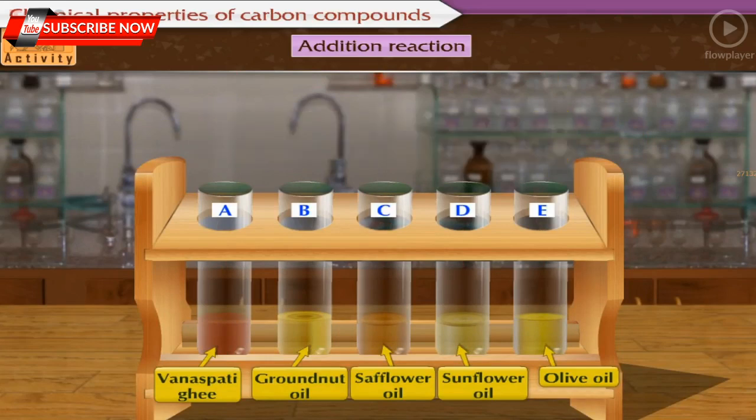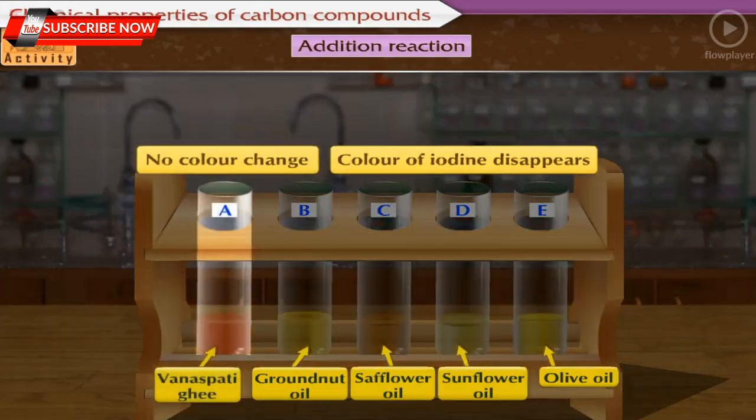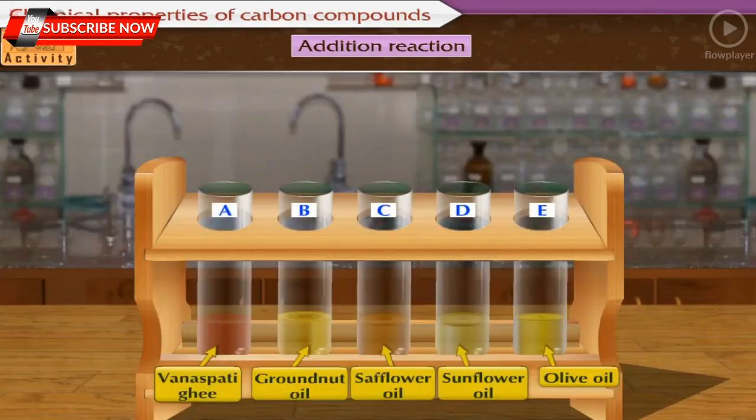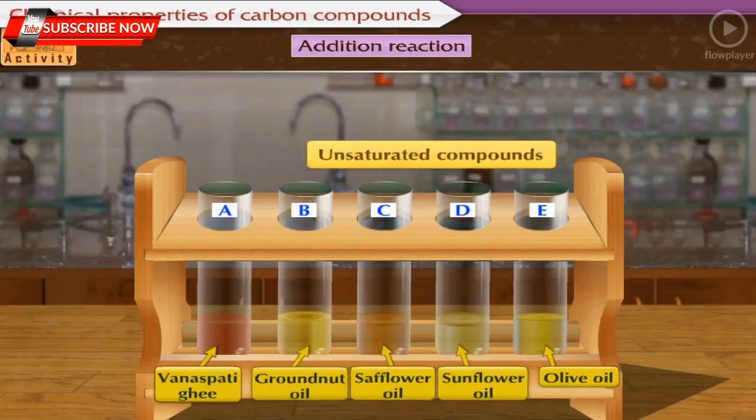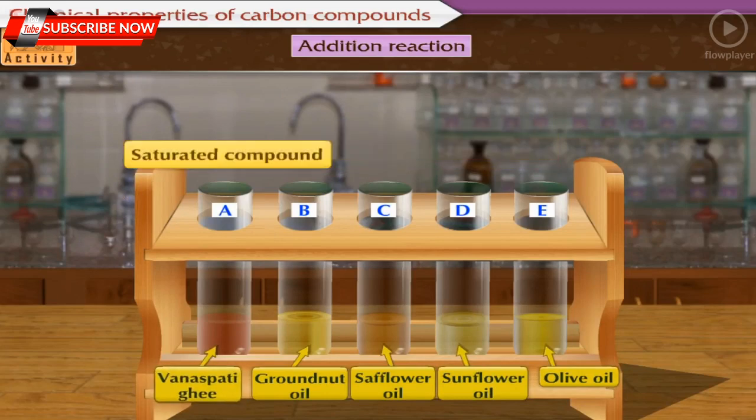In this activity, the color of iodine disappears in the reaction between the oils and iodine, but there is no color change with vanaspati ghee. From this, we can conclude that various vegetable oils are unsaturated compounds containing multiple bonds, while vanaspati ghee is a saturated compound.